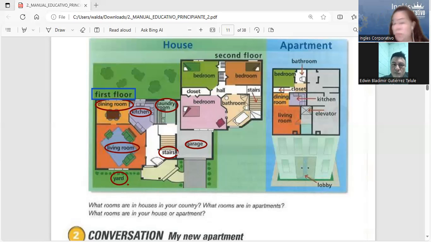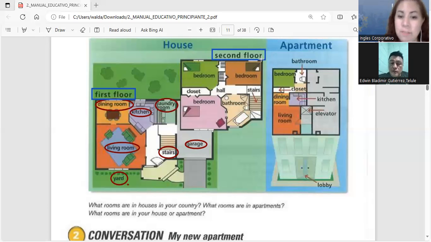Stairs. Can you repeat? Stairs. Stairs. All right. Now, when you go up the stairs, we're going to go on to the second floor. We're going to go to the second floor. So the first floor, and then the second floor.